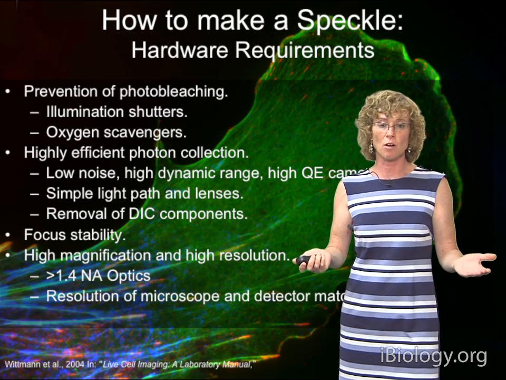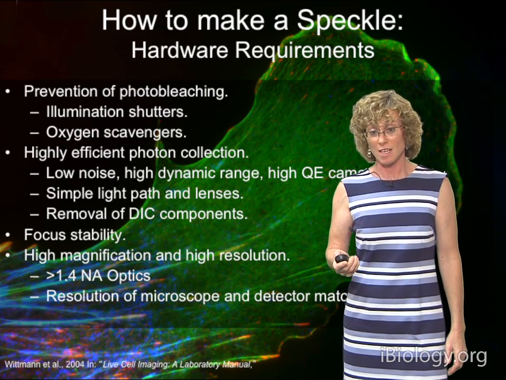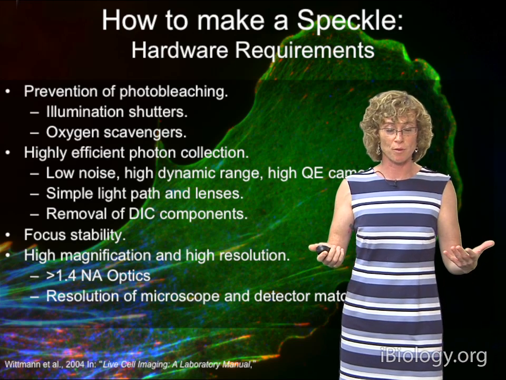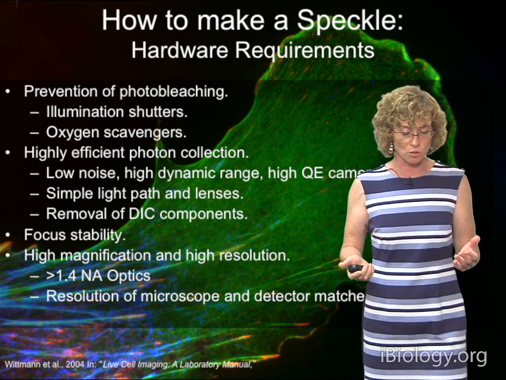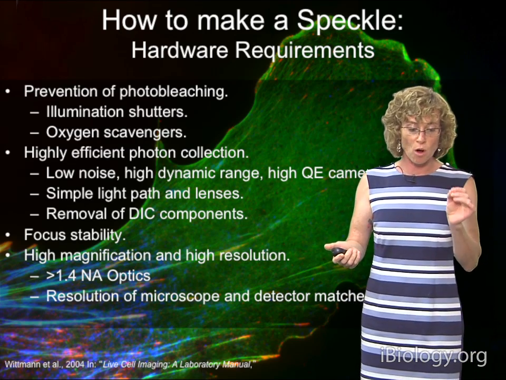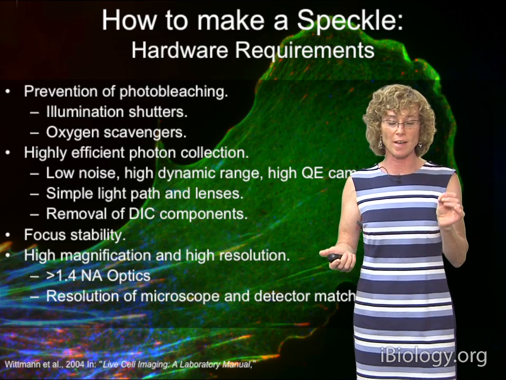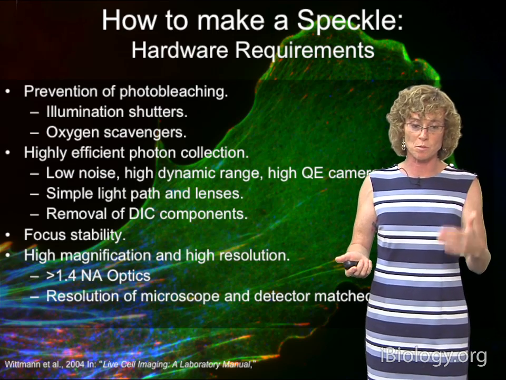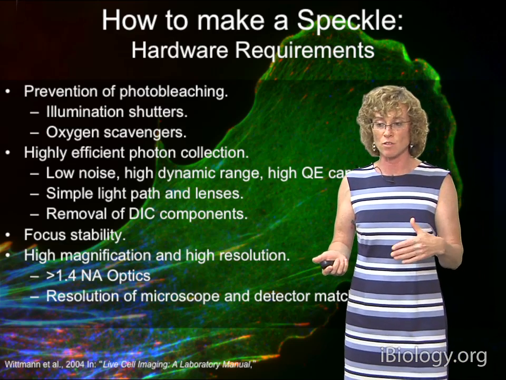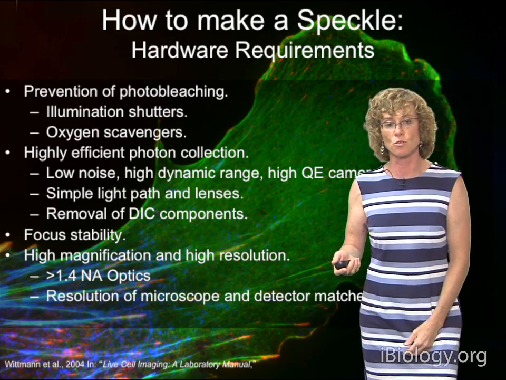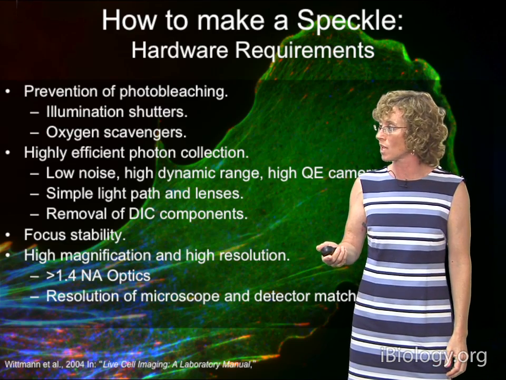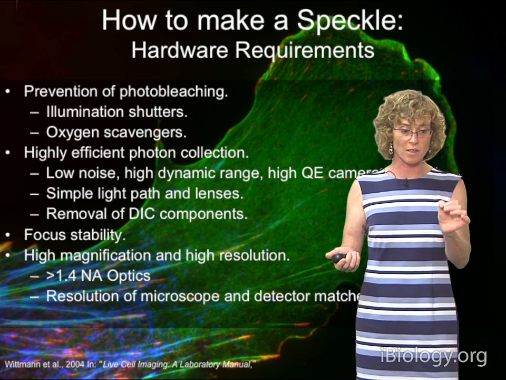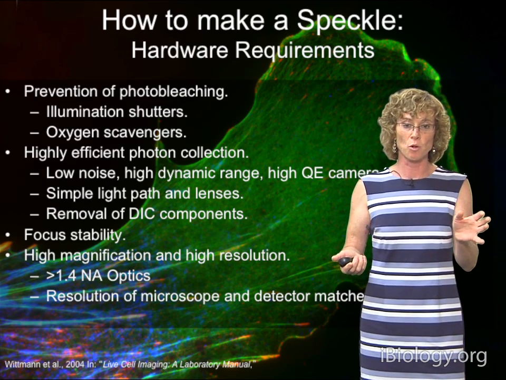Okay, so what do you need hardware-wise? Again, it's not that complicated. You basically need to prevent photobleaching because you want these very small number of fluorophores to remain bright through a camera exposure. So you need to shutter illumination between exposure times, and oxygen scavengers if your cells will tolerate them, to reduce photobleaching and photo damage. You need very highly efficient photon collection. We're talking about each speckle having 3 to 5 fluorophores in them.